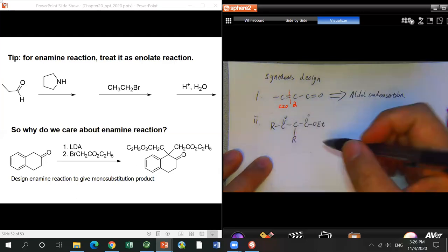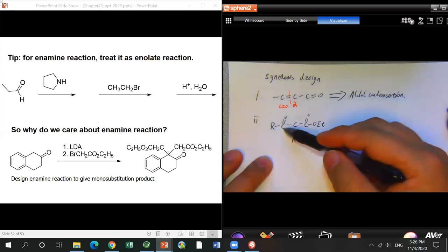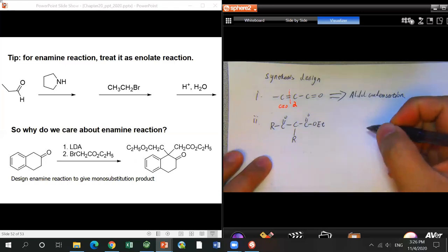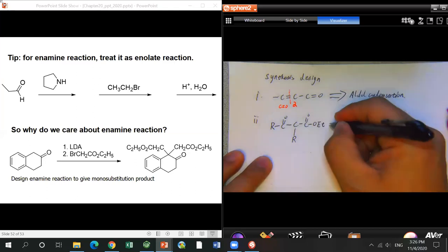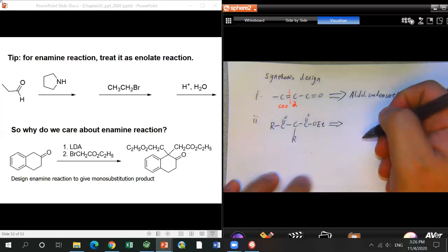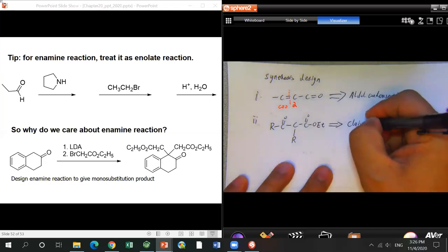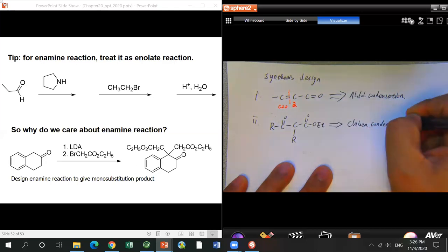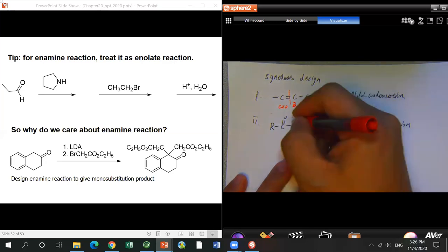Second, if you have this structure, we call it a beta keto ester. If you have this structure, there are actually two reactions we learned in this chapter that can make it. The first one is the Claisen condensation.